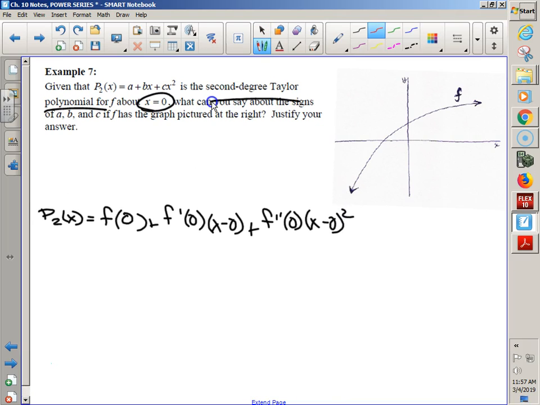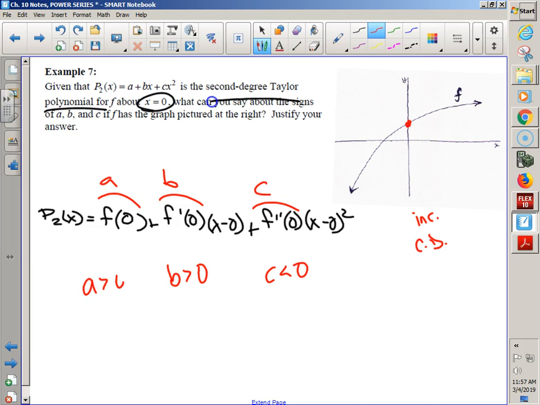Who is A? F of 0. Who is B? F prime of 0. Who is C? F double prime. If this is F, come on, guys, right? Isn't it increasing and concave down? So what do we know? B has to be positive. The function is increasing. C has to be negative. The function is concave down. And what on earth about A? 0 is up. Huh. Easy. Done.